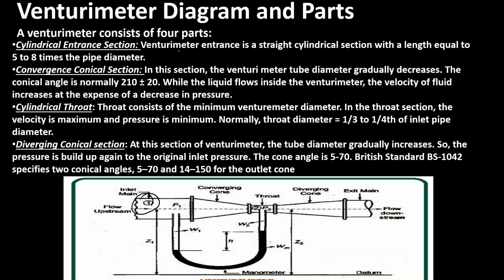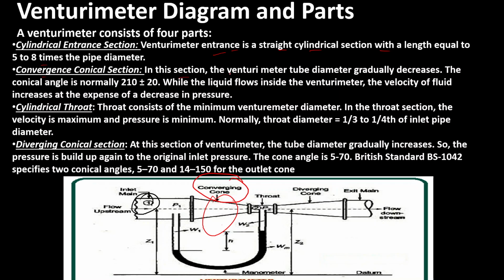After that, I will tell you about the cylindrical entrance section. The venturimeter entrance is a straight cylindrical section with a length equal to 5 to 8 times the pipe diameter. After that, I will discuss the convergent conical section. This portion is known as the converging cone, also known as the convergent conical section.